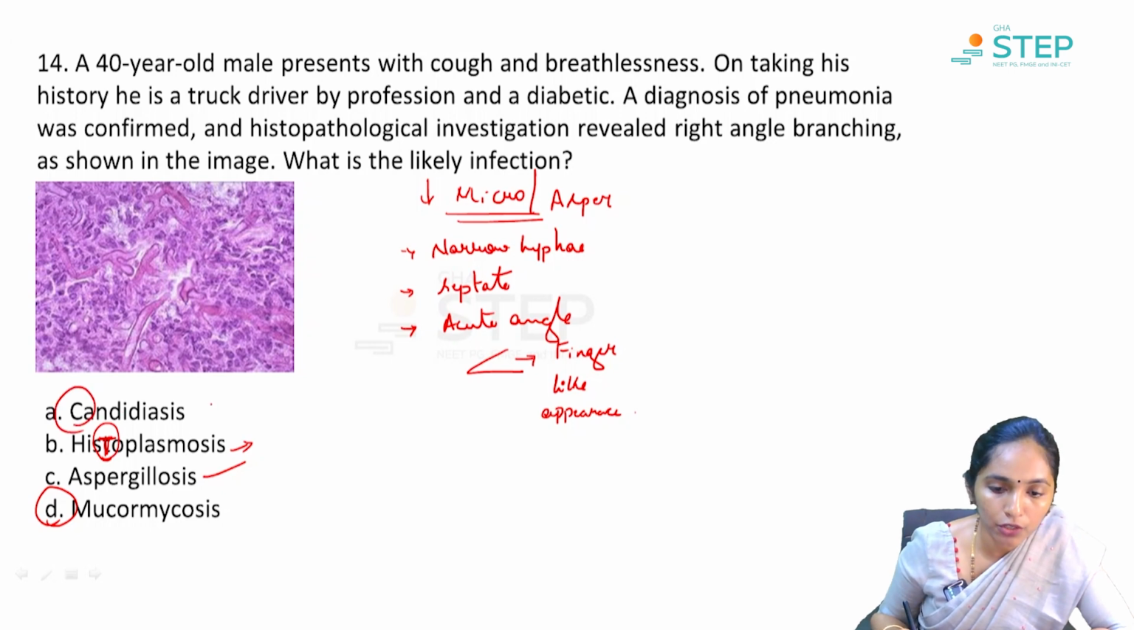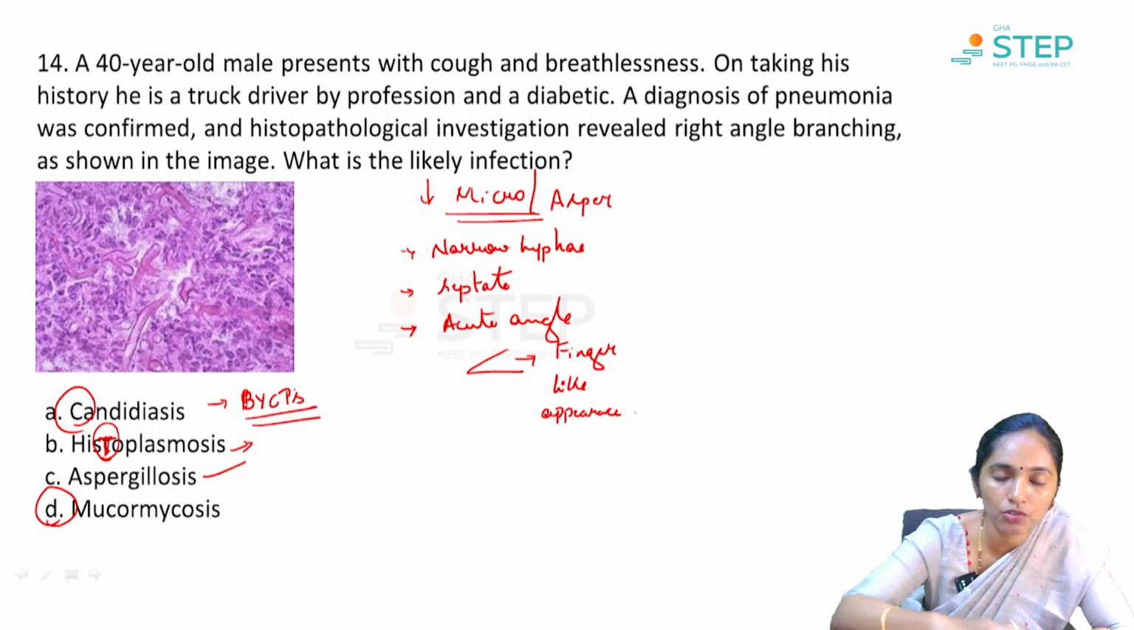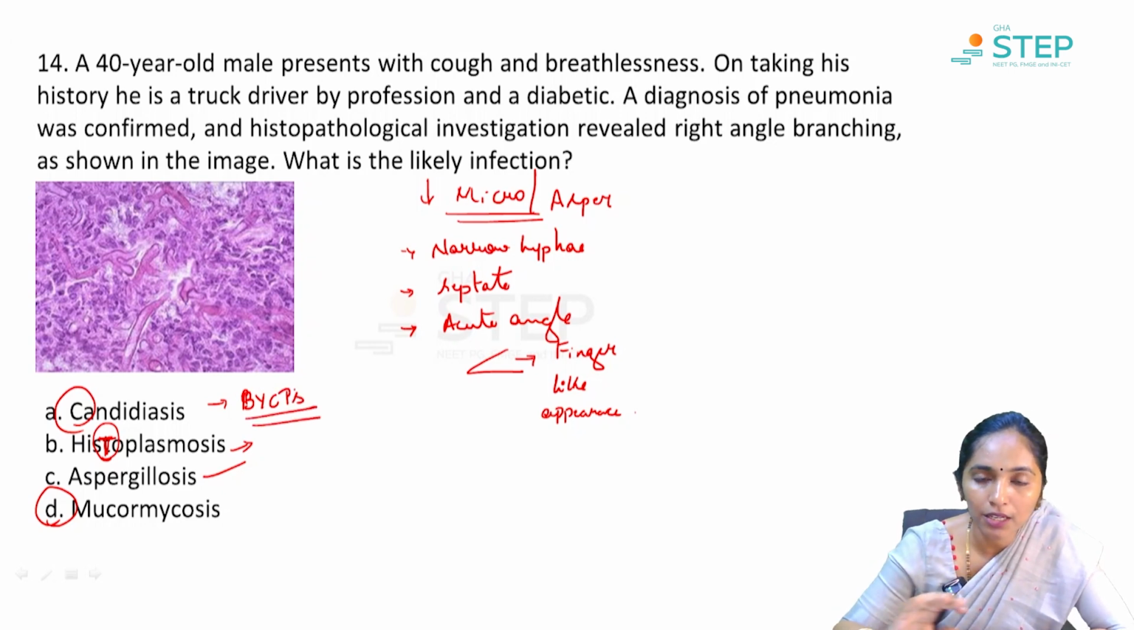And Candida, we know they are budding yeast cells with pseudohyphae. So they do not show true branching. They are not the molds, they are yeast-like fungi.